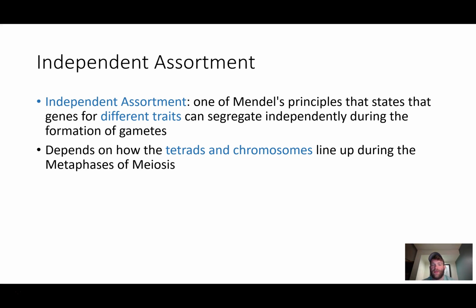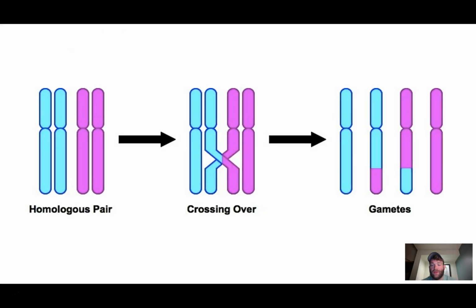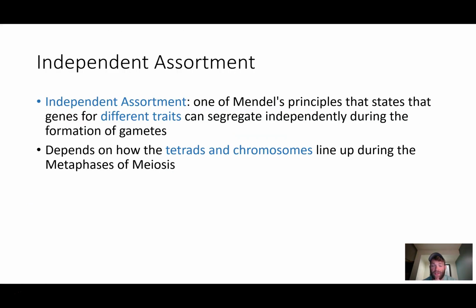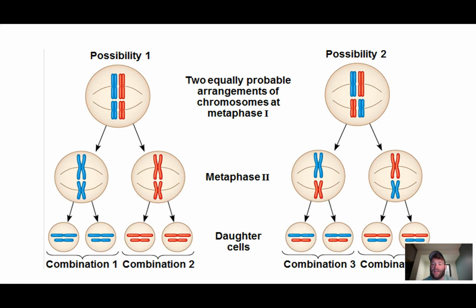So again, with independent assortment, not only do you get from crossing over in tetrads, you have it also happening as they line up during any phase in meiosis, so when they're lined up for metaphase. So just even the order they line up, the direction they line up, depending upon which side the chromosome gets to. Like for example with this one, right, if this was here in the middle versus this one as they started to line up, it's going to change how and where the cells are going to be. Okay, so just because of how they line up, we can get a lot of variation.